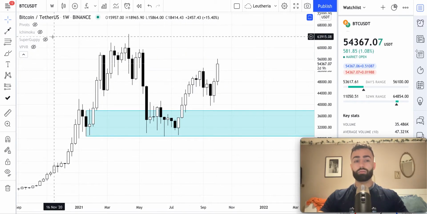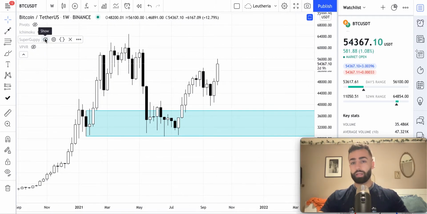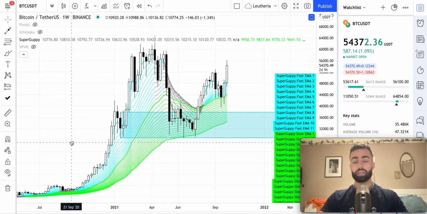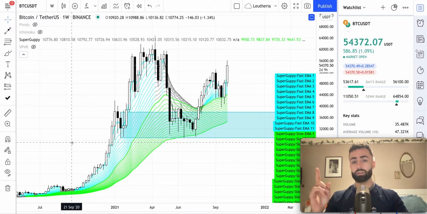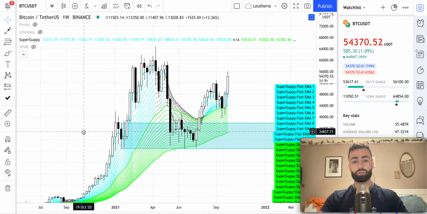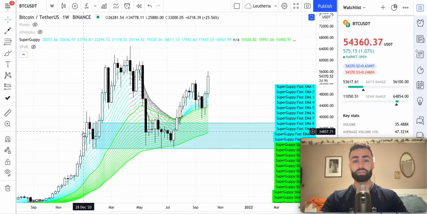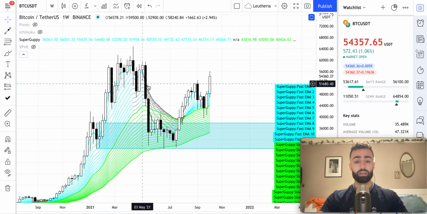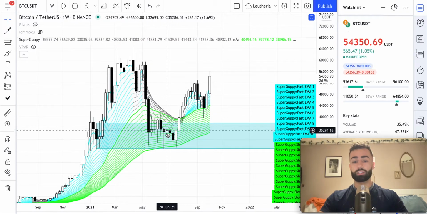From a technical indicator standpoint, we already are in a bull trend on things like the Super Guppy, which is a collection of EMAs. And if you don't know how to use this indicator, check out our tutorial video where we break that down in a short 5-minute tutorial for you guys on how you can use that to make entries on your favorite crypto assets. But this indicator, like I said, is just a collection of EMAs.